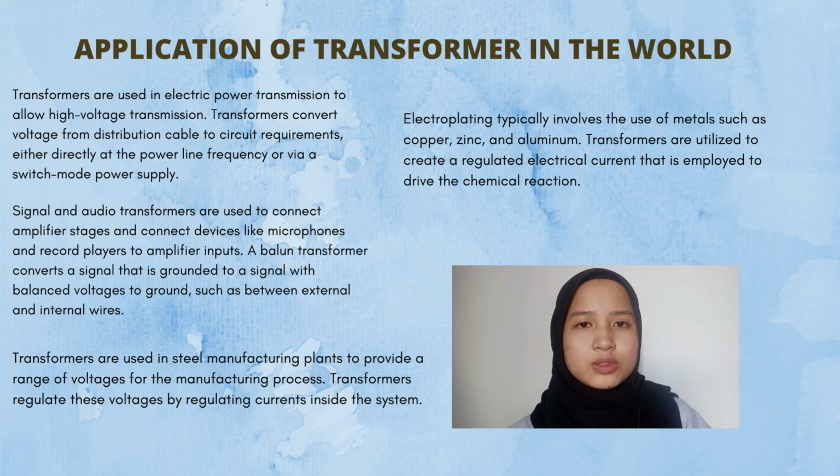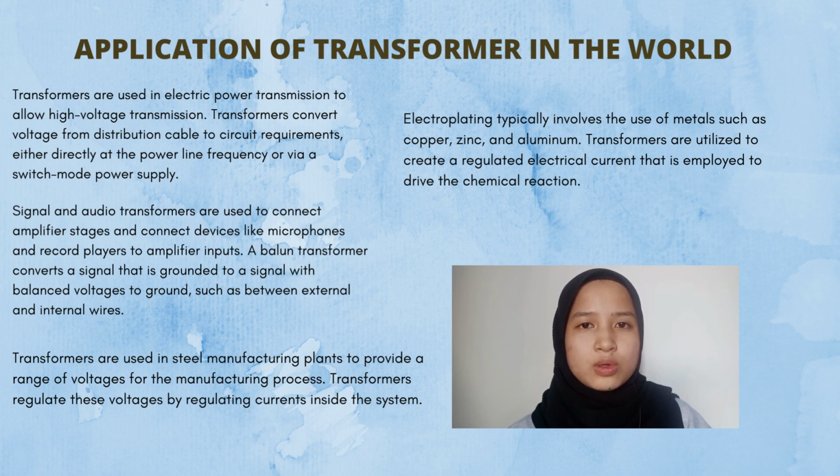Transformers convert voltage from distribution cable to circuit requirements, either directly at the power line frequency or via a switch mode power supply. Besides, signal and audio transformers are used to connect amplifier stages and connect devices like microphones and record players to amplifier inputs. A balanced transformer converts a signal that is ground to a signal which balances voltage to ground, such as between external and internal wires.